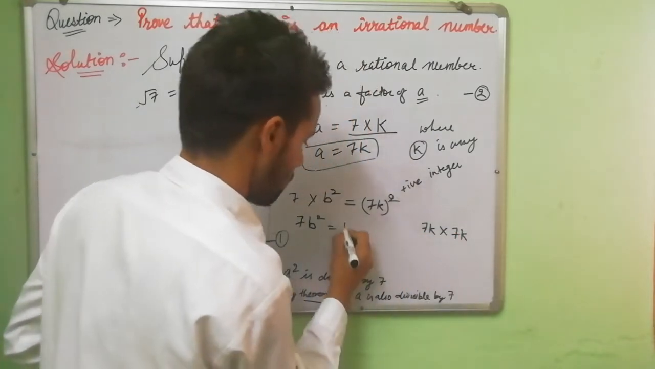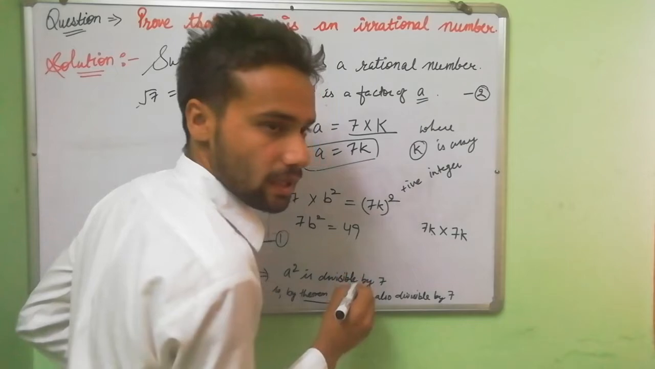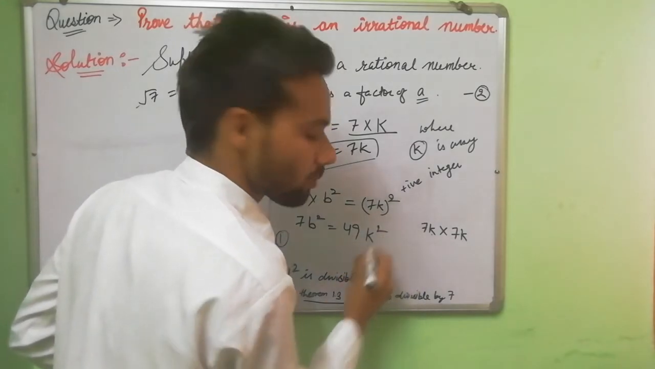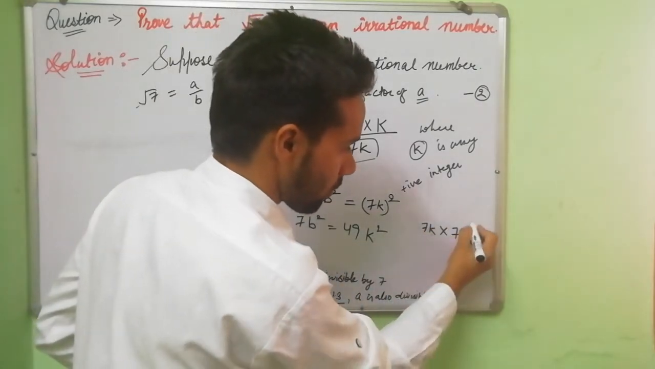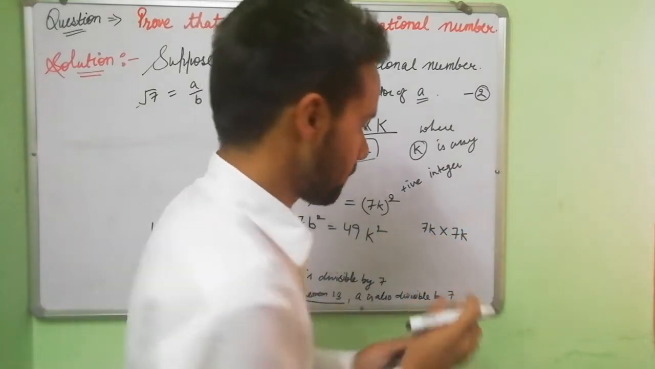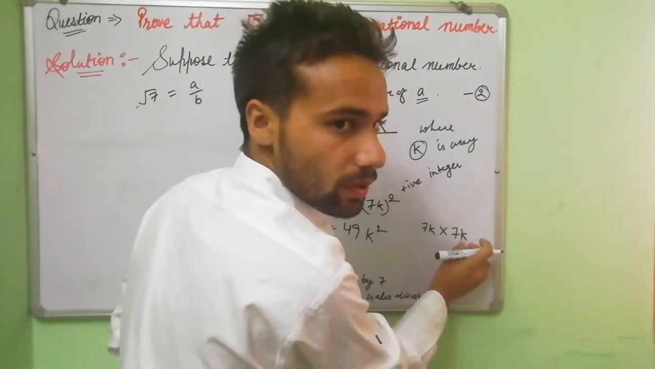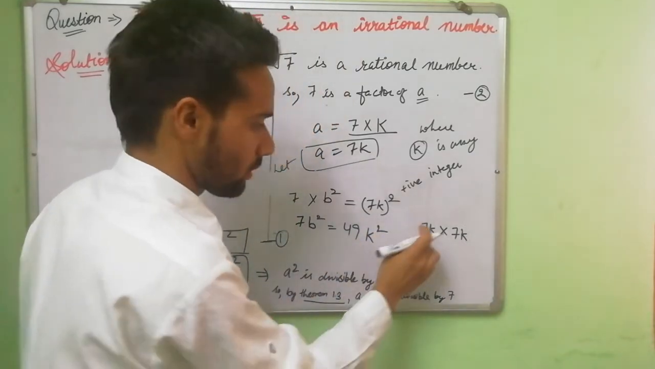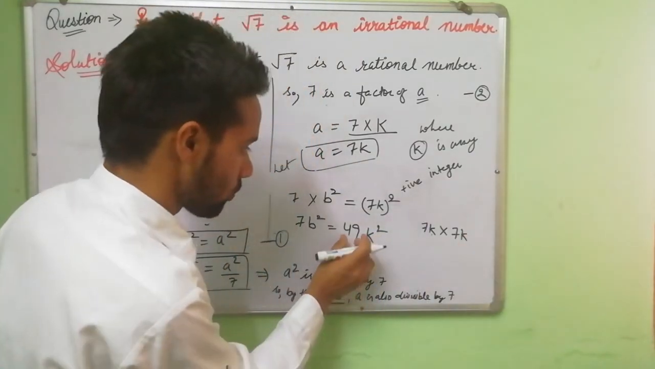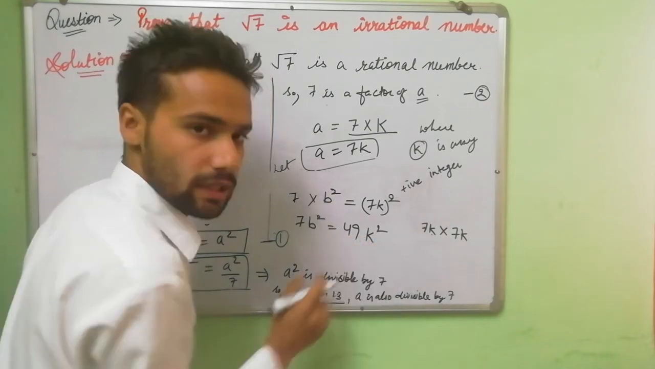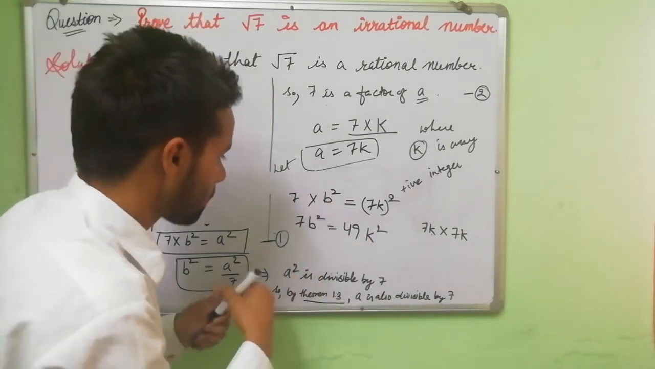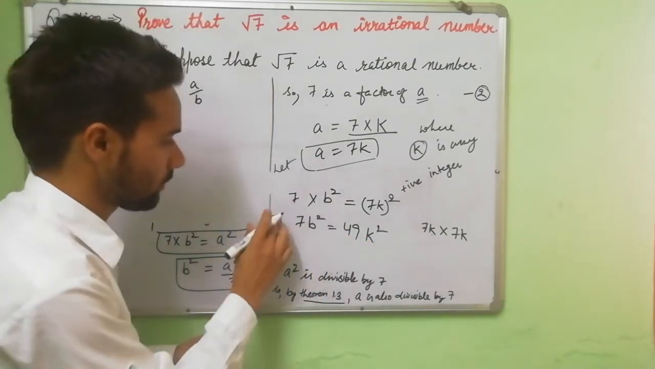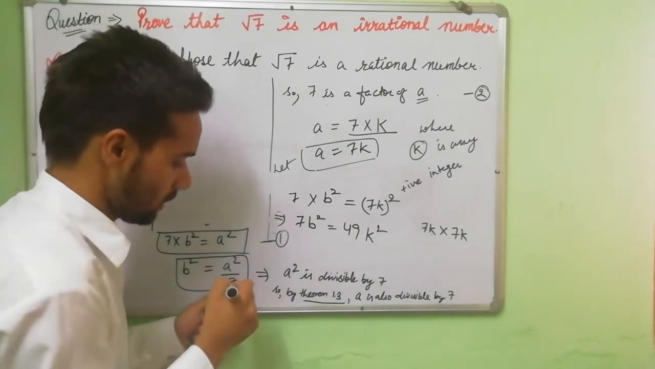So 7 7s are 49, k multiplied by k, what do you get? Power 2. Okay, 1 power 1 power. Whenever any common base is given, then the powers are added. So what do you get? k square. k multiplied by k, k square. So how many k square? 49 k square.